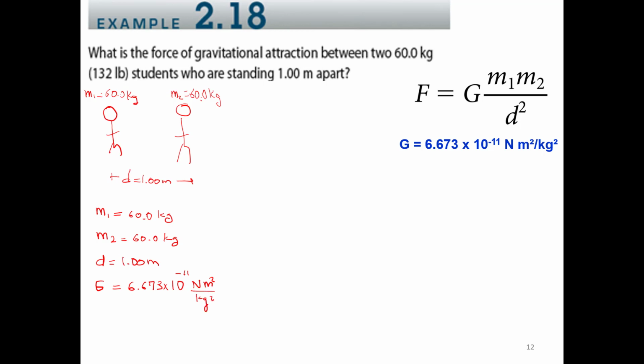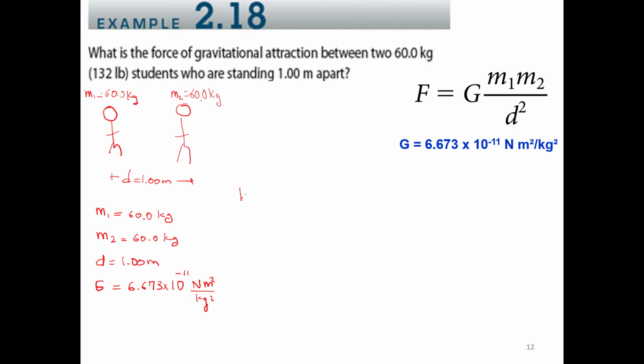Then we always need to check if we have consistent units, because we have this constant value. We need to check that we have kilograms, meters, and meters here. No problem, we have consistent units. Now we can just calculate the force.